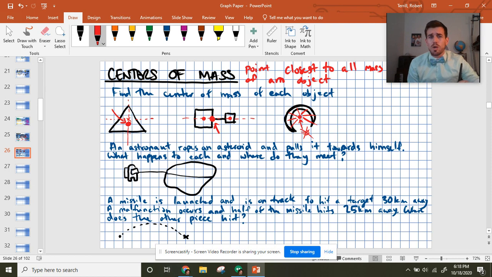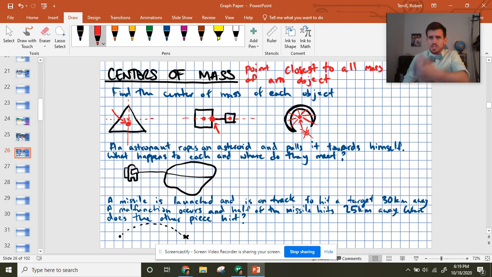We have an astronaut who ropes an asteroid and he's pulling it towards himself. I want to know what happens to each object, the astronaut and the asteroid, and where are they going to meet? So this is, again, not surprisingly, going to be a center of mass question. If you imagine that this asteroid is probably much more massive than the astronaut, or even if it's the same size, it's going to be a lot heavier because it's made out of solid rock and the astronaut's not. So it's going to be more massive and the center of mass is going to be closer to that asteroid than it is to the astronaut.